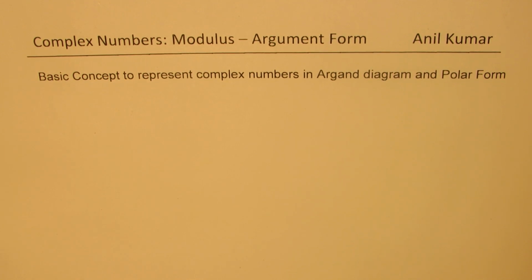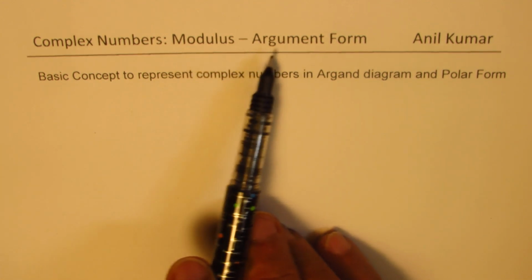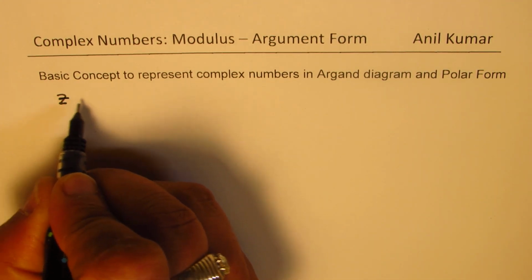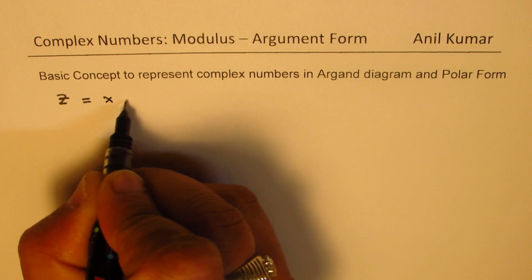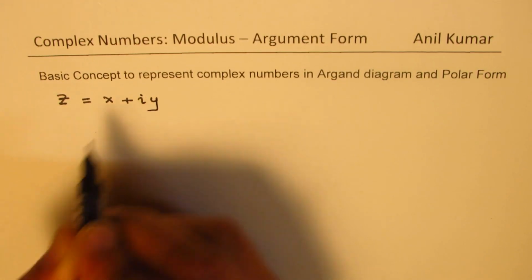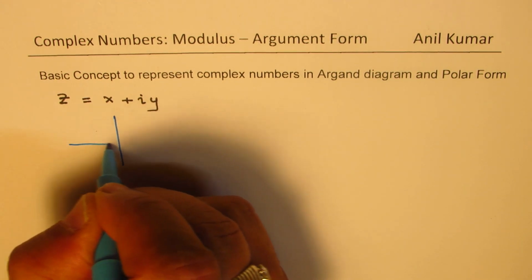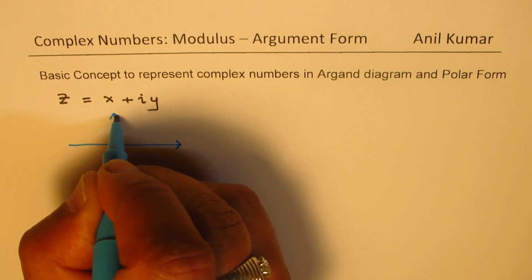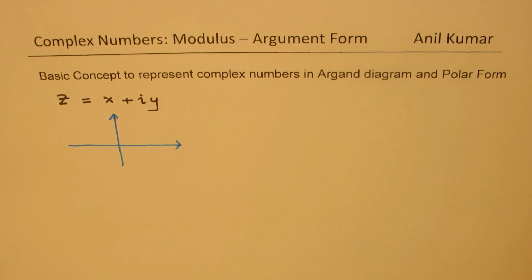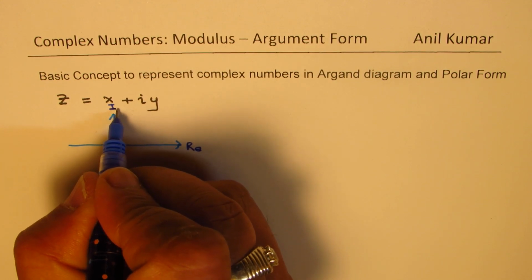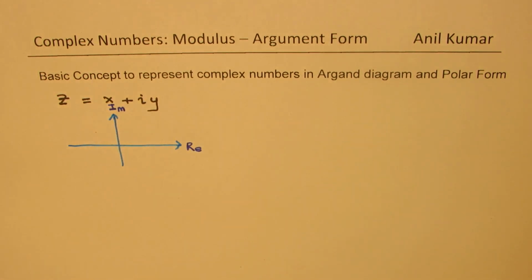In this video, we'll try to understand how to represent complex numbers in polar form, which we also call modulus-argument form. So let's consider a variable complex number z, which could be written as x plus iy. Now you could always represent this on a coordinate plane with real numbers along the x-axis and imaginary numbers along the y-axis.